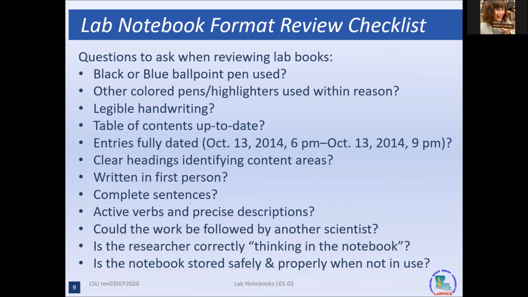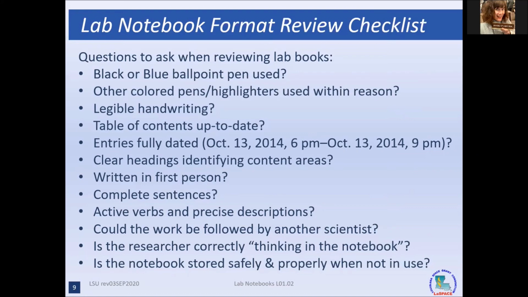Write in the first person. This is an active book that's documenting your activity, right? So I set the water temperature at such a degree. I tested 15 different temperatures. You know, you want to be active in first person. Use complete sentences with details, active verbs, and precise descriptions.